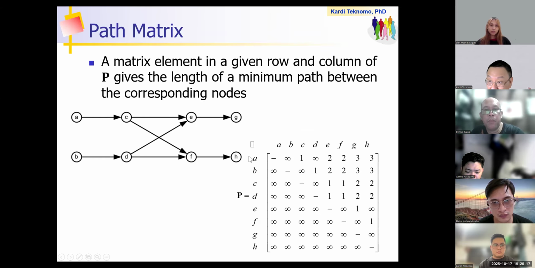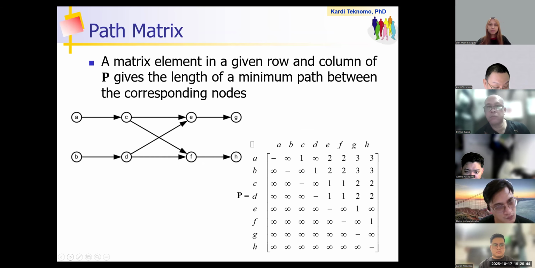If there is none, from A to B it cannot go, right? So that must mean infinity. Only the diagonal I put as 0. From there, if you input this, you get the path matrix. Is the path matrix clear?